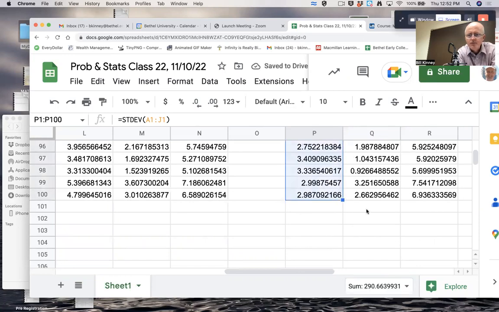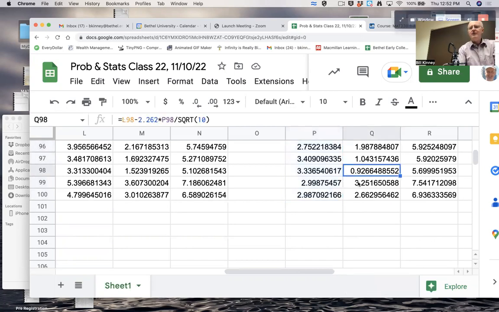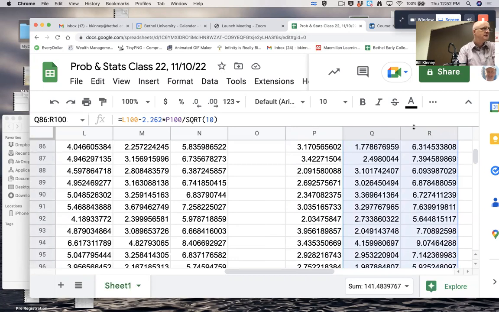Okay. So it should be the case that around 5% of these intervals do not contain 5. About 95% of them should. I'm not going to go ahead and count them this time.